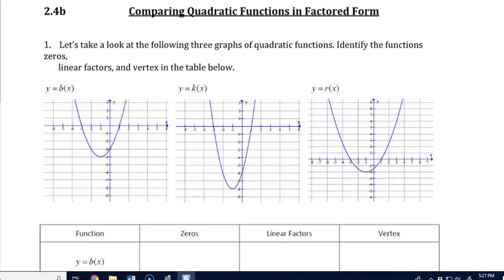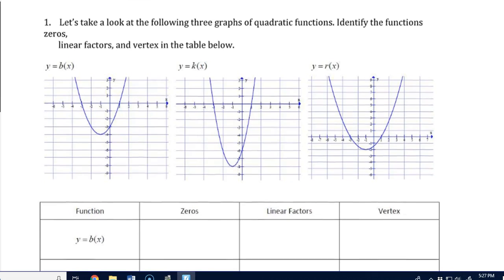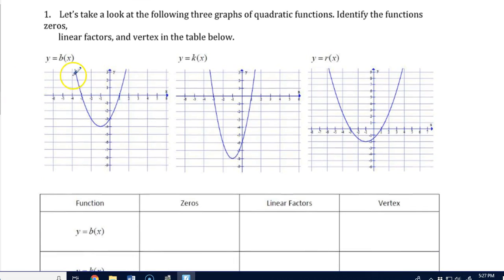In this recording, we're going to compare three quadratic functions in their factored form. So I'd like you to start out by looking carefully at those three functions, okay? And to the best of your ability, I'd like you to identify the zeros and the vertex. I know it's a little small to see, but each one of those tick marks is 1. So even if you can't read the number, you can count and figure out what it would be.